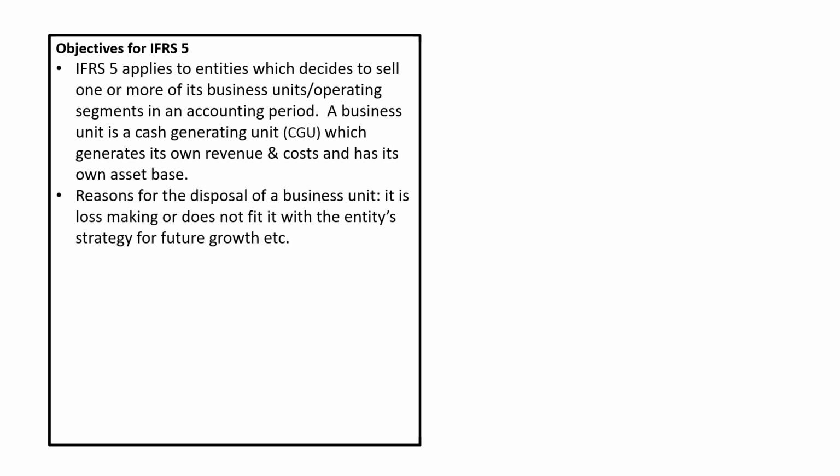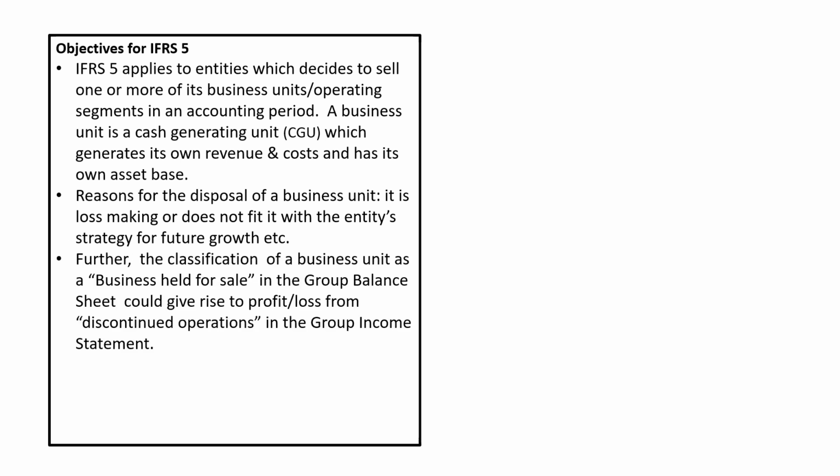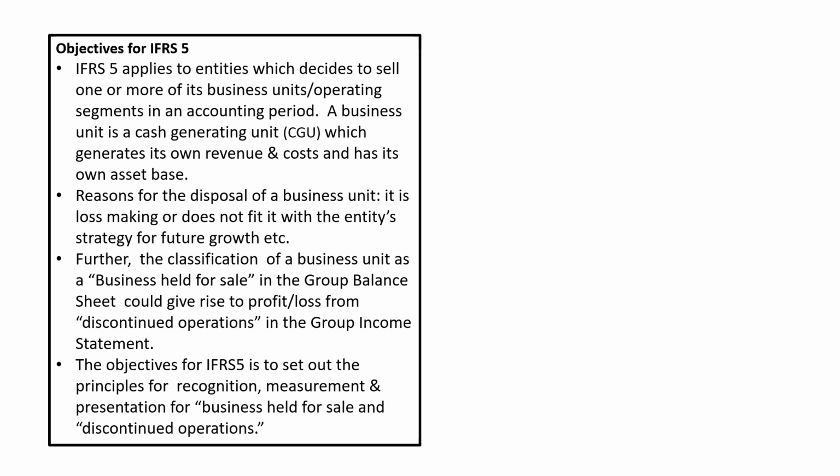The reasons for the disposal of a business are varied. It could be it's loss-making, or the entity has decided it does not fit with the entity's strategy for future growth. Further, the classification of a business unit as a business held for sale in the group balance sheet could give rise to profit or loss from discontinued operations in the group income statement. So the objective of IFRS 5 is to set out the principles for recognition, measurement, and presentation of businesses held for sale and discontinued operations.